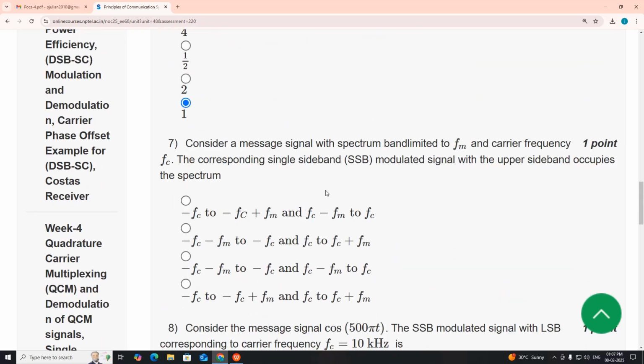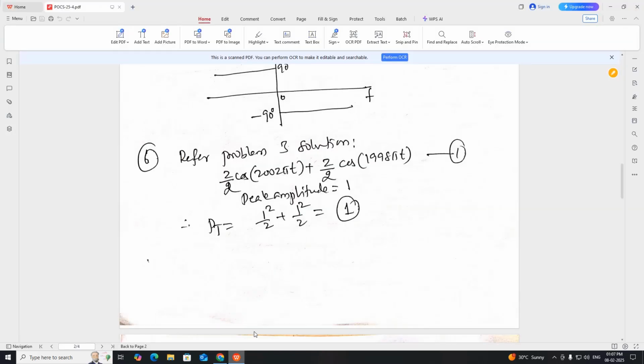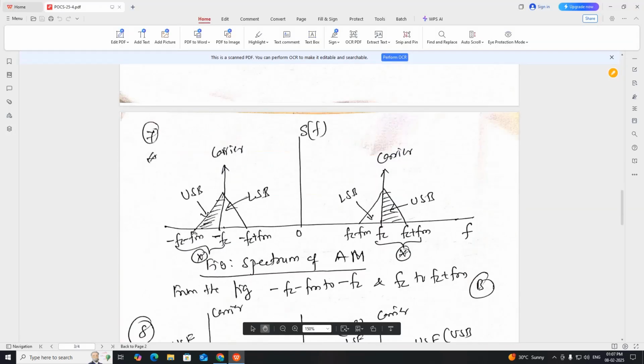Seventh one, consider a message signal with the spectrum band limited to Fm and the carrier frequency Fc. The corresponding single sideband SSB modulated signal with the upper side frequency occupies the spectrum, that we will see now. So this is a typical spectrum of AM. You can see this is the upper sideband, lower sideband, and the central vertical line is the carrier. Similarly on this side, upper sideband, lower sideband, and the carrier. Now we have to see the frequency range of only the upper sideband. So I have marked it here.